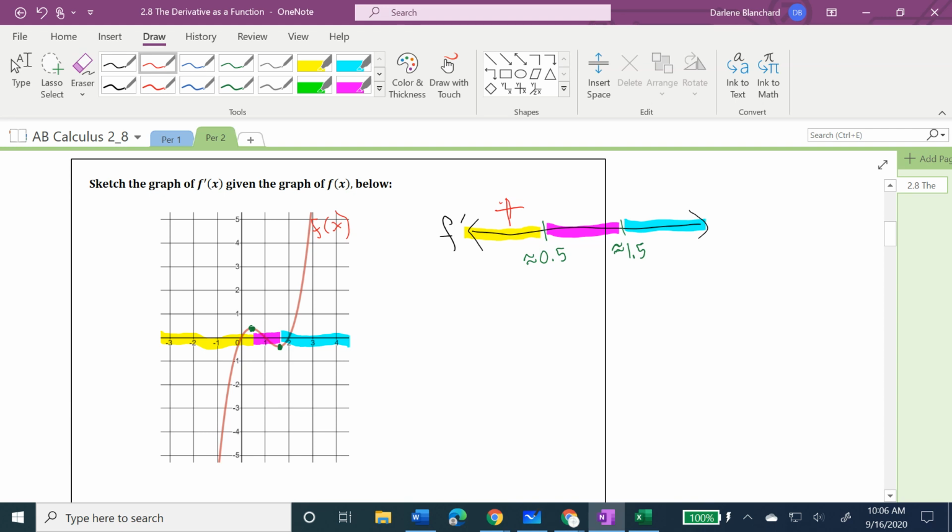Then in the pink section, do you see that from left to right, it's heading down, it has a negative slope. And then in the blue, it's heading up, it has a positive slope.